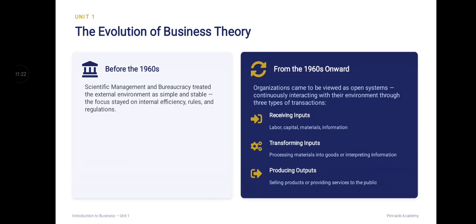But by the 1960s, thinking started shifting. Businesses began to be seen as open systems. This simply means a business is not a closed box. It breathes in and out, constantly interacting within and outside its environment, meaning it interacts with everything around it. And this interaction happens through three types of transactions, which have been categorized as receiving inputs, transforming inputs, and producing outputs. Now, let's go through them one by one.